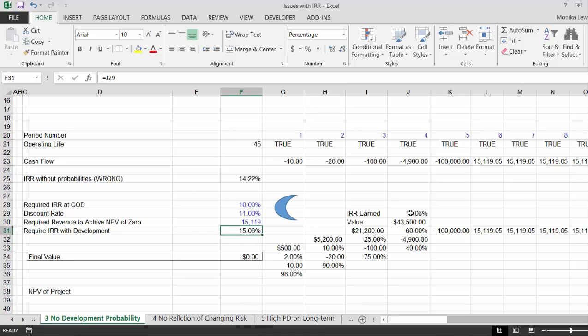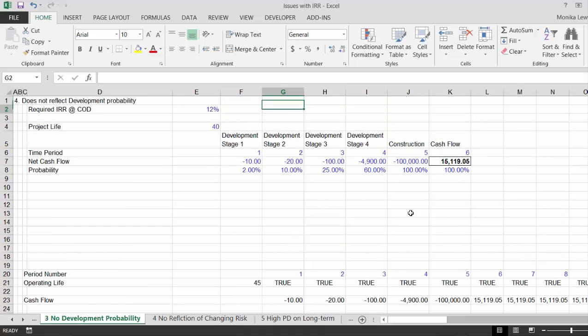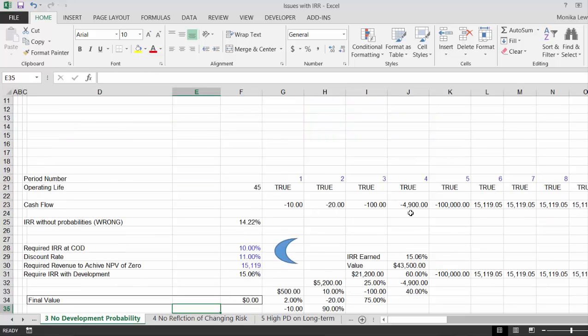Now, there's a little bit of a problem, is that we have to account for this value, and what discount rate should we apply to this to move it back over to this one? Okay, now I think so. Let's make this required discount rate at COD.